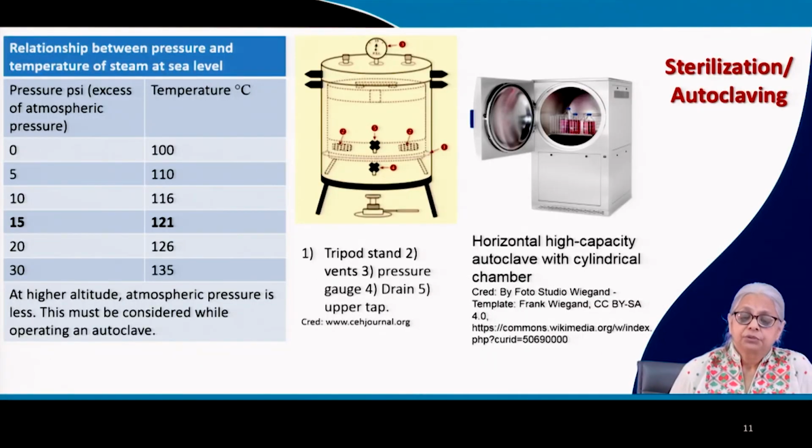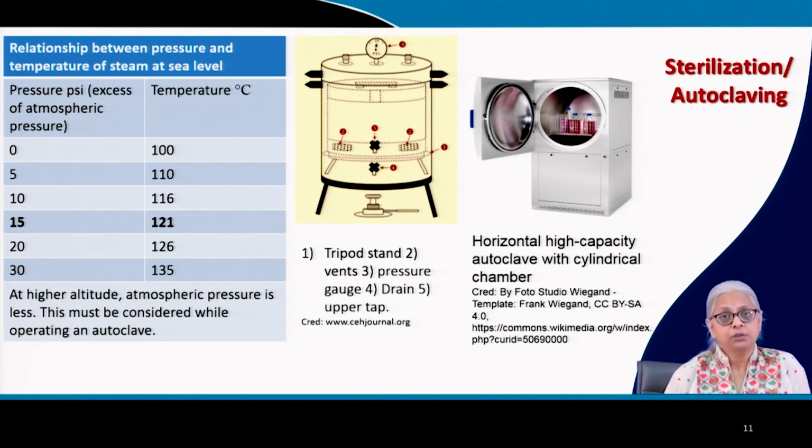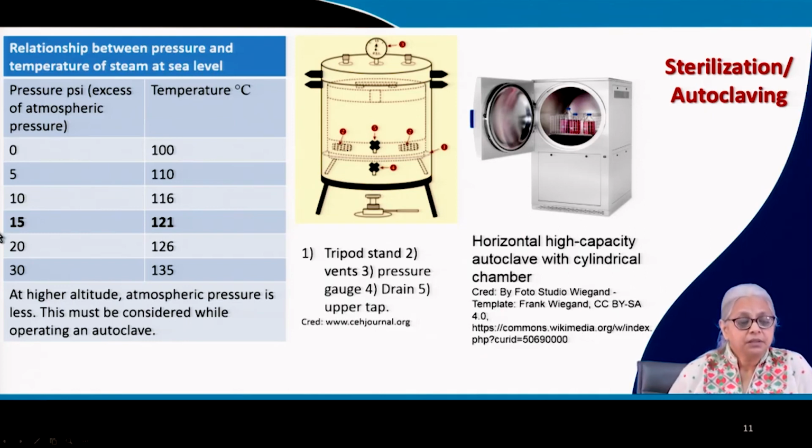How do we achieve sterilization, for example? When we do microbiological experiments in the lab, we need to make sure that all our equipment, our media, our water, everything is fully sterilized. In general, autoclaving is the method that we use for sterilizing our equipment and the media and so on. These are the conditions: 15 psi pressure and a temperature of 121 degrees centigrade is used for standard autoclaving or the standard sterilizing procedure.